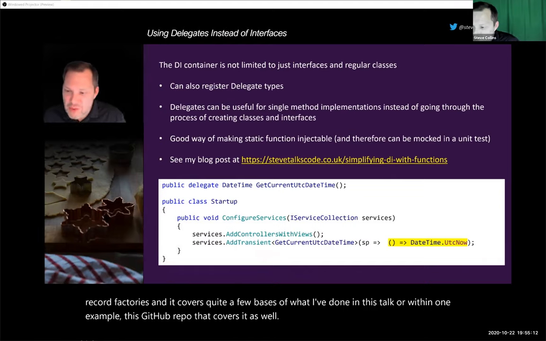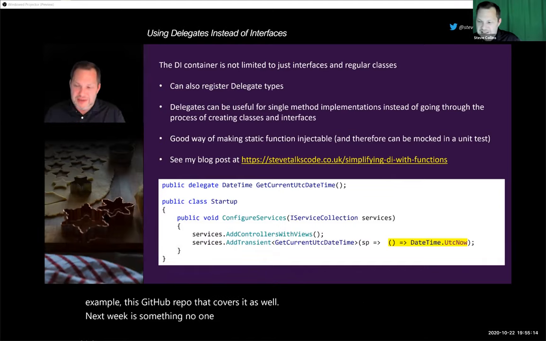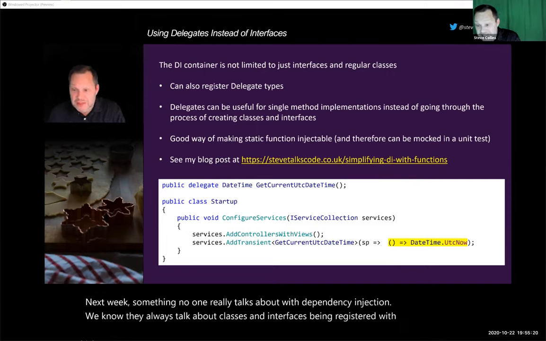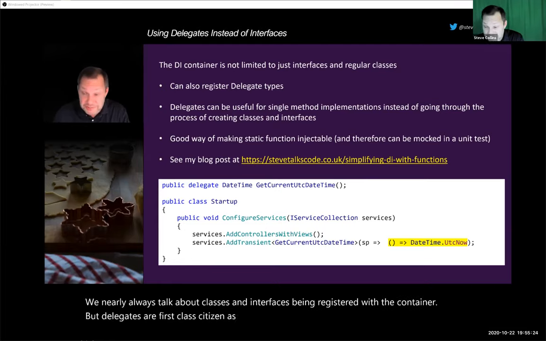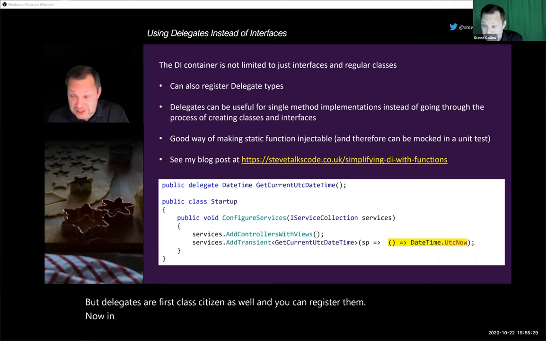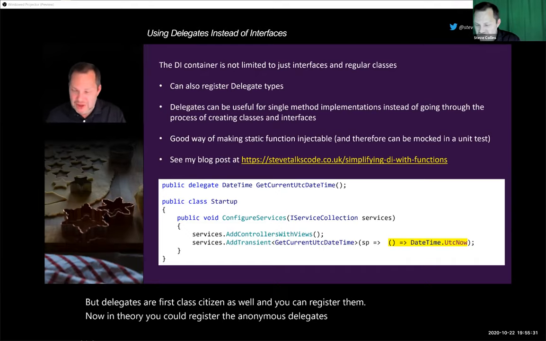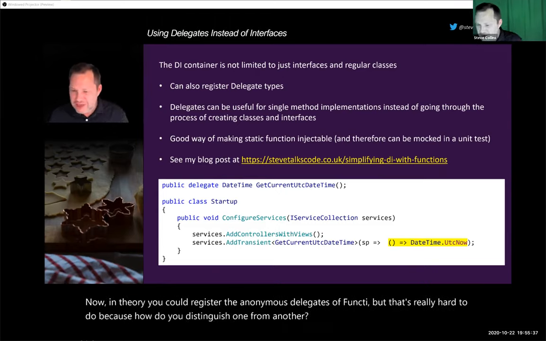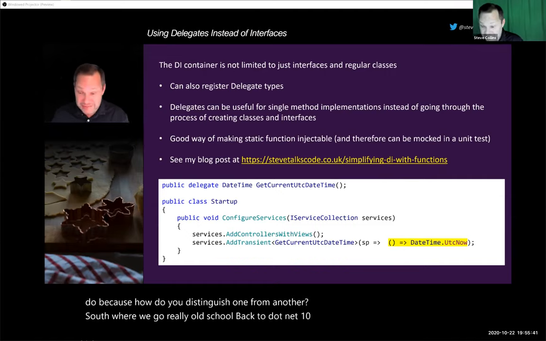Next, we have something no one really talks about with dependency injection. We nearly always talk about classes and interfaces being registered with the container, but delegates are a first-class citizen as well, and you can register them. Now, in theory, you could register the anonymous delegates Func, but that's really hard to do because how do you distinguish one from another? That's where we go really old school, back to .NET 1.0, and create custom delegates.